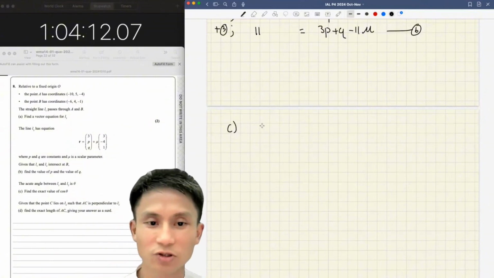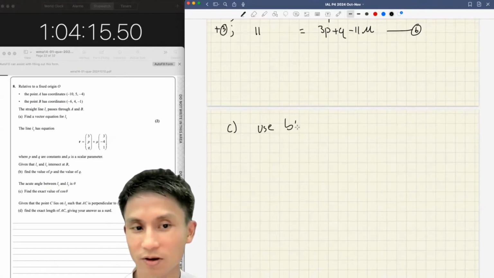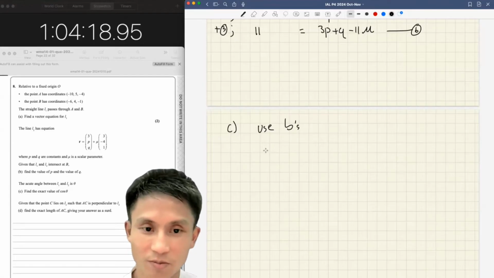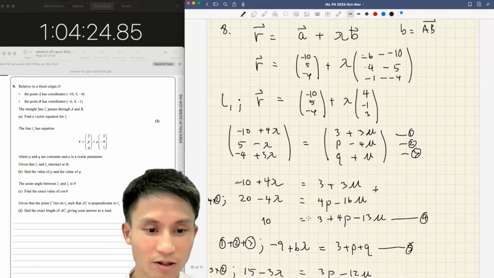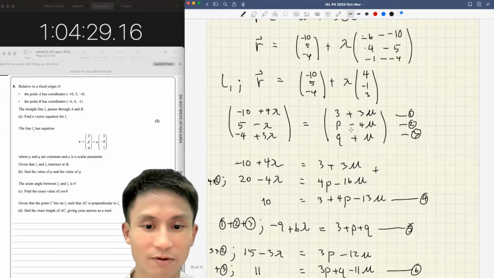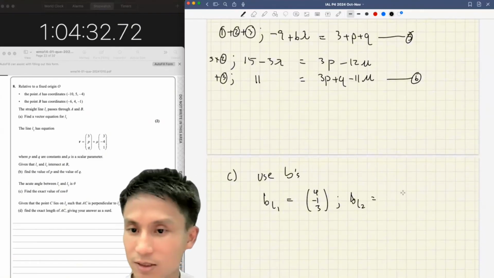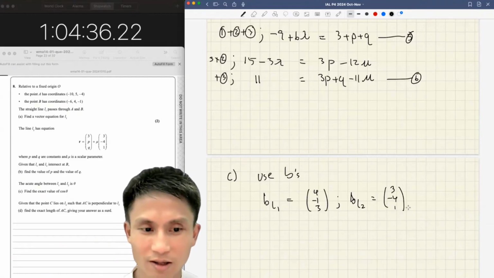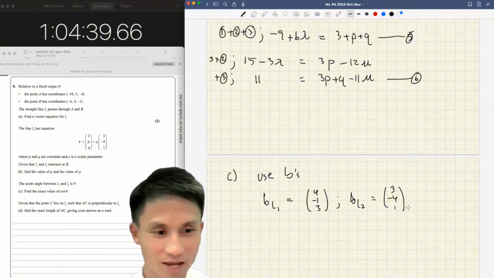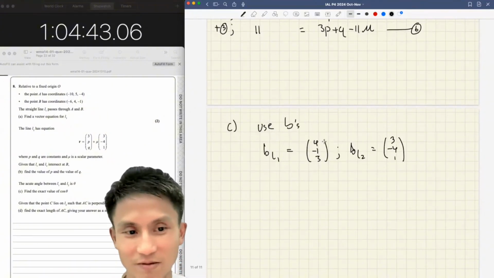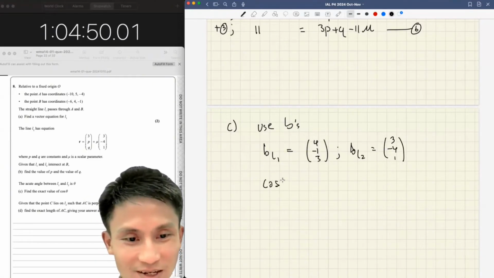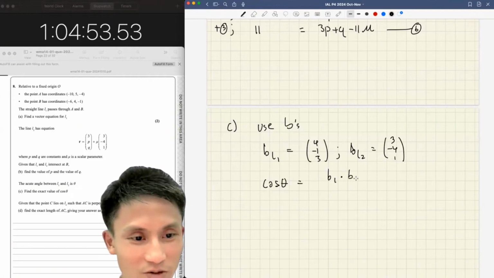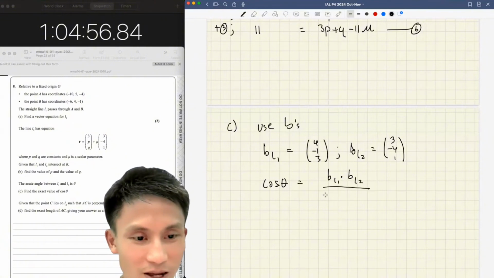So yeah, we use the vector b's for both vectors to find the angle. So b of L1 is just the one we found there, 4, minus 1, 3. And then b of L2 is, wait, what? Wait, this is interesting. I just found the numbers to be the other way around, but hang on. Okay, cos theta is just the dot product, b1 dot b2, divided by modulus bL1 modulus bL2.